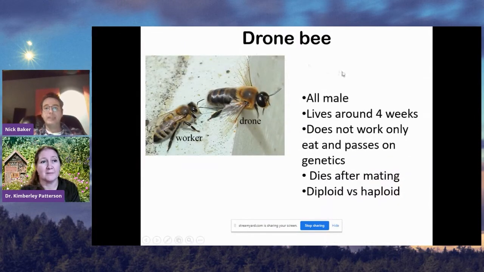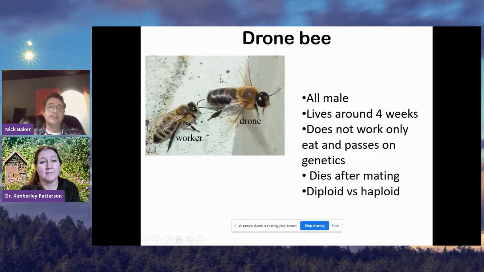And then we have the drone bees. These are our male drones. You can see quite the size difference, especially in that head. Those big eyeballs really give them away. They live about 4 weeks from the time they emerge. As I mentioned before, they do zero work in the colony. Their only job is to gorge on honey until they're strong enough and old enough to go on a mating flight. And then once they leave and go on their mating flight, they die as soon as they mate with the queen.